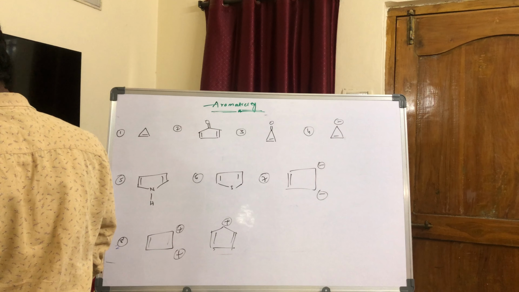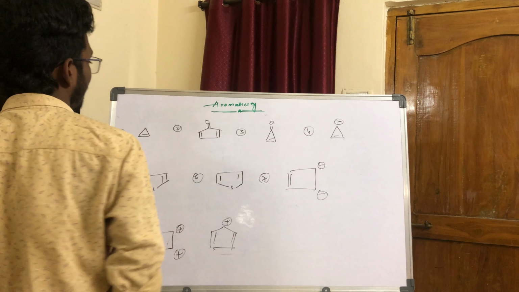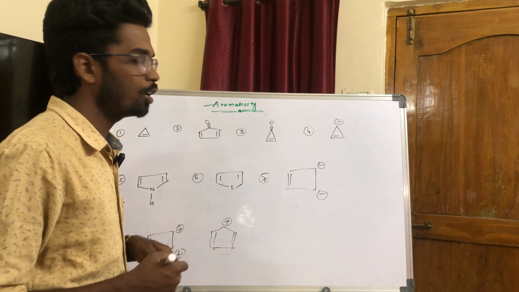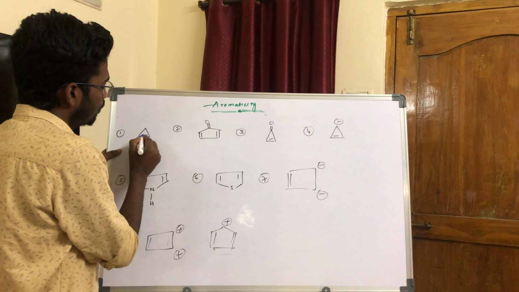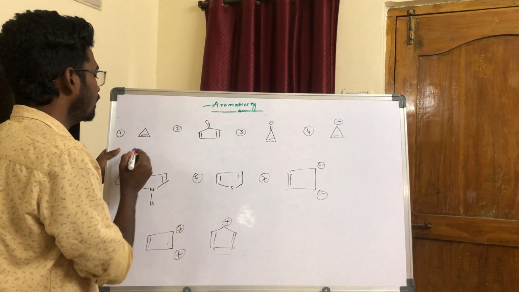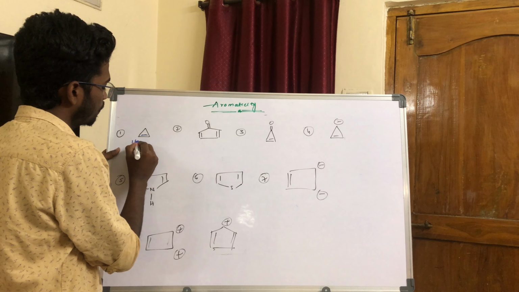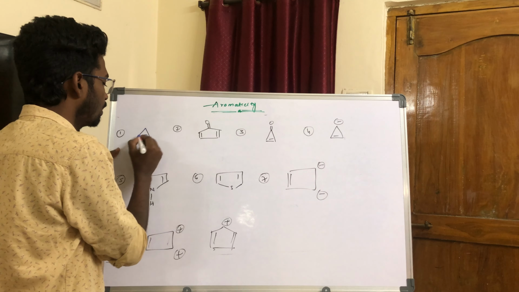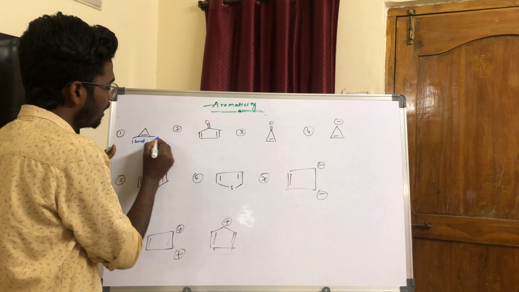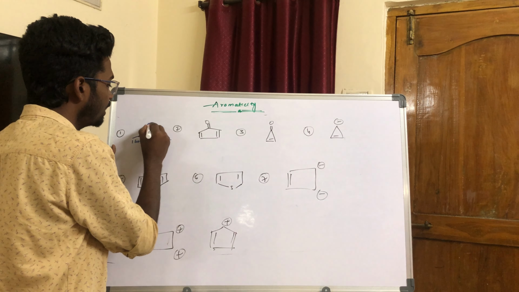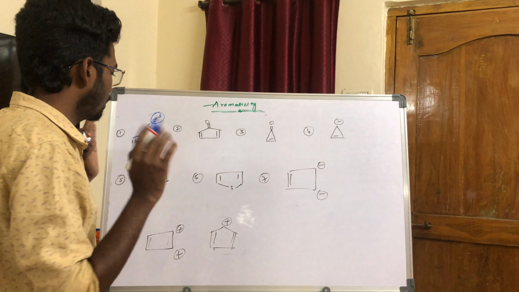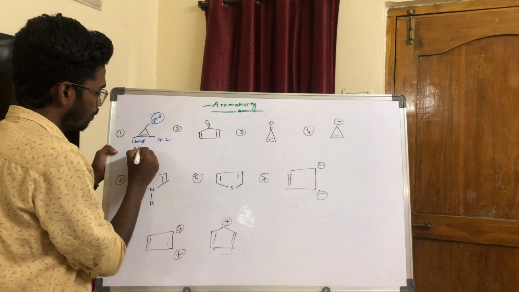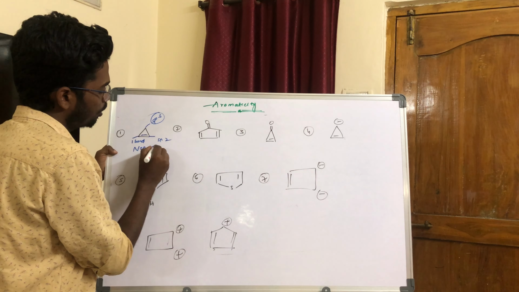So if you see these examples, you can understand what is aromatic, anti-aromatic, and non-aromatic. Let us look at the first one. How many double bonds are available here? One bond. This is sp2, but you can see sp3 here. When an sp3 is present, as I said before, it should be a non-aromatic compound. So non-aromatic.